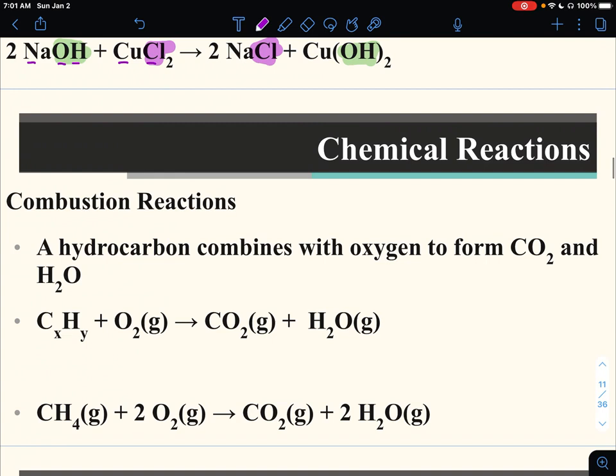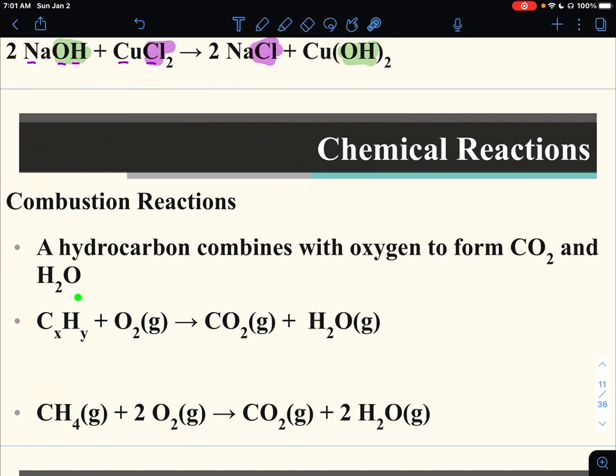The last one we need to talk about is combustion. Combustion is its own little thing. It's actually meant to be easier to recognize, but for some reason, sometimes students really do have a hard time. So what's going to happen is a hydrocarbon combines with oxygen to form CO2 and H2O. A hydrocarbon is just something that has hydrogen and carbon.